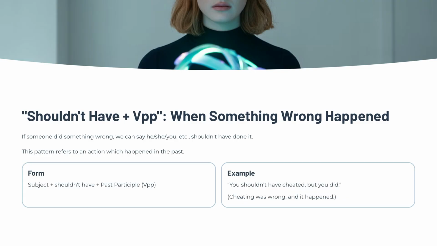What if someone did something wrong in the past? Look at our next slide for shouldn't have plus VPP. If someone did something wrong, we say they shouldn't have done it. This pattern refers to an action that actually happened in the past, but it was a bad idea. The form is subject plus shouldn't have plus past participle, or VPP. For example, you shouldn't have cheated, but you did. This means cheating was wrong and it happened, and now there's regret about that action.